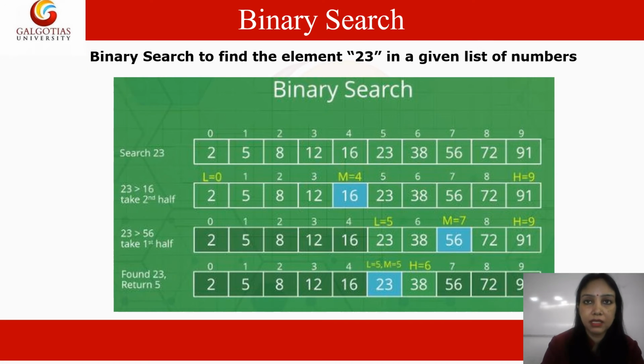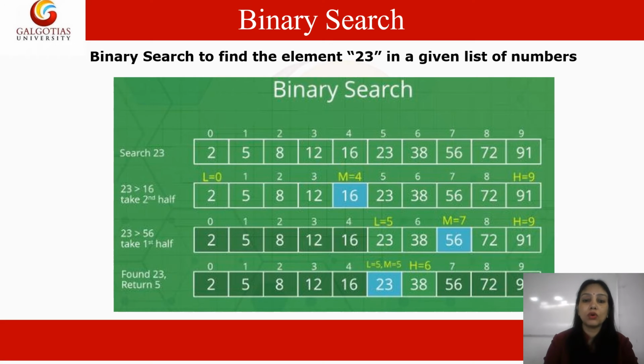Now come to binary search. I told you all that binary search comes under interval search, and the condition for this is that your list should be sorted. Sorted means either in ascending order or in descending order, right? So, binary search to find the element 23 in a given list of numbers. See here that your list is sorted. You can see on your screen that the numbers available in your particular array are already in sorted order, and now you have to search for 23.